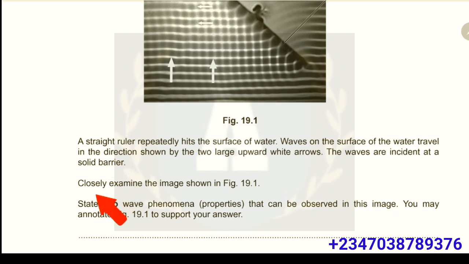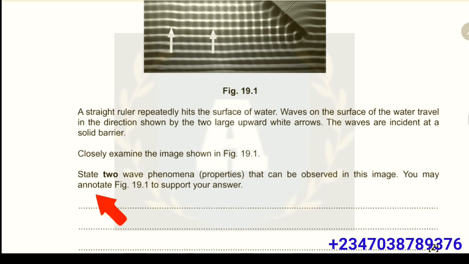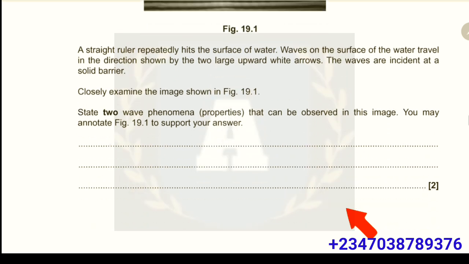Okay, closely examine the image in figure 19.1. State two wave phenomena, two wave properties that can be observed in this image. You may annotate figure 19.1 to support your answer. So the two phenomena or properties are, we have reflection, because we can see the wave in the water, so there can be reflection once it hits the barrier, the solid barrier.